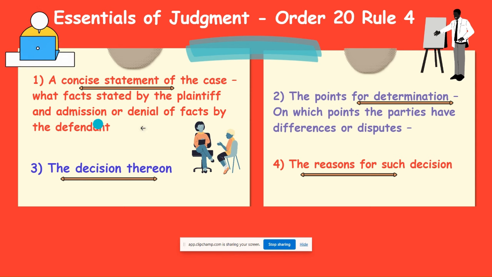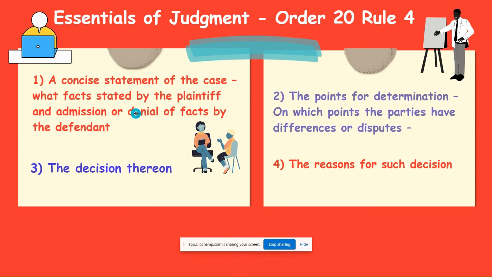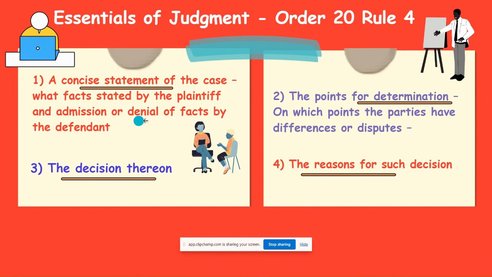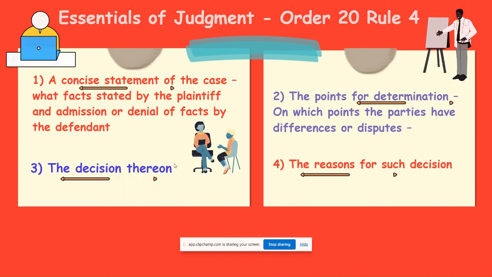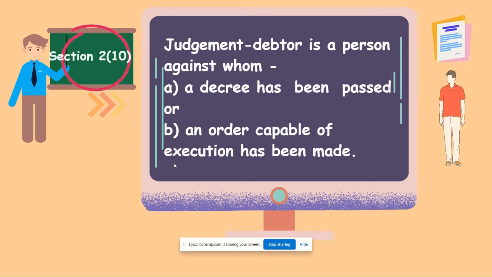What the plaintiff wants or wanted, what the defendant said about it, then the points for determination, on which points the parties have differences or disputes, and then based on that the decision thereon and the reasons for such decision. It is about the essentials of judgment.